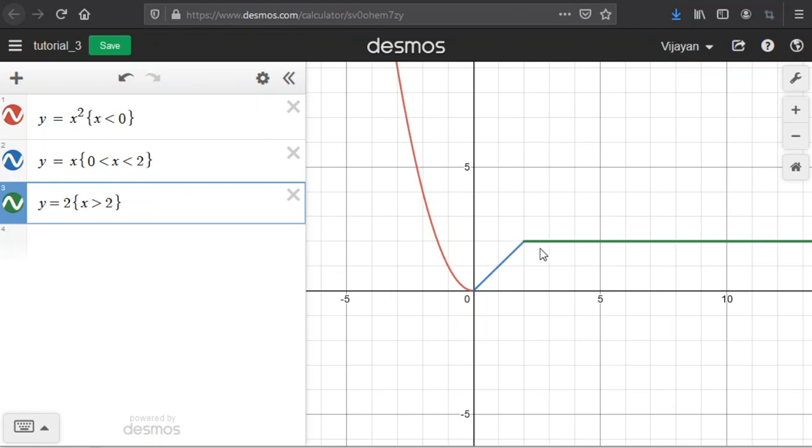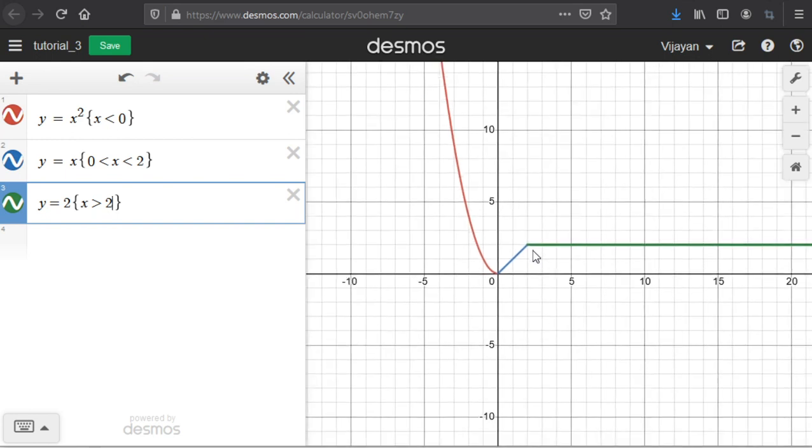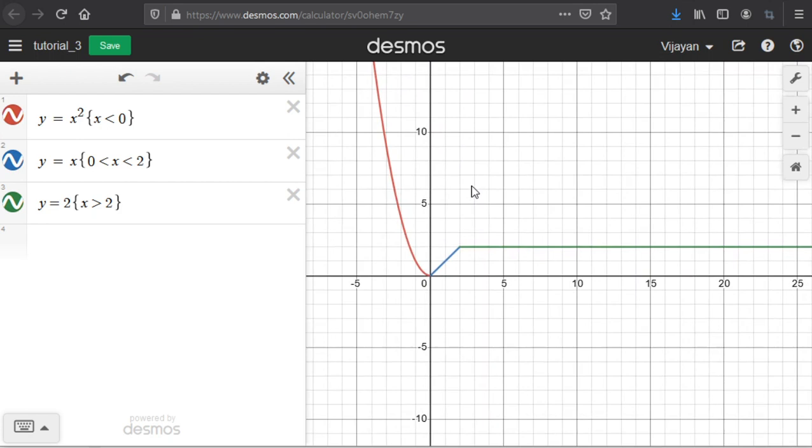Now what is the basic reason behind this? This feature is helpful while plotting piecewise continuous functions or step functions and jump functions. So these features are helpful in plotting the piecewise functions, where the function's definition has been given in 3 pieces. That is, for x less than 0 it is x square, from 0 to 2 it is x, and for x greater than 2 it is 2.